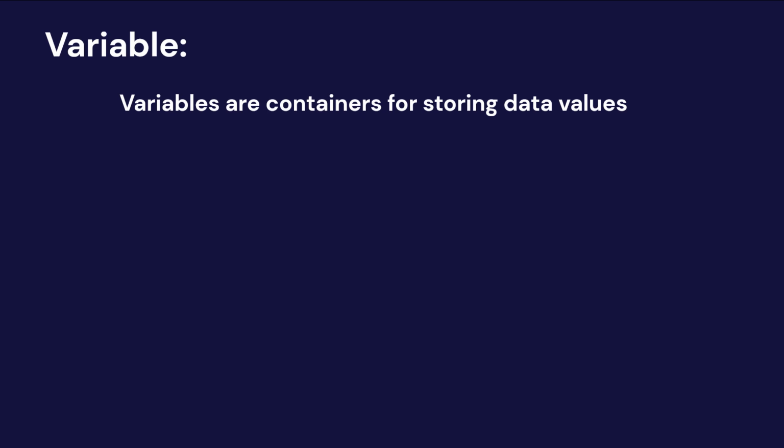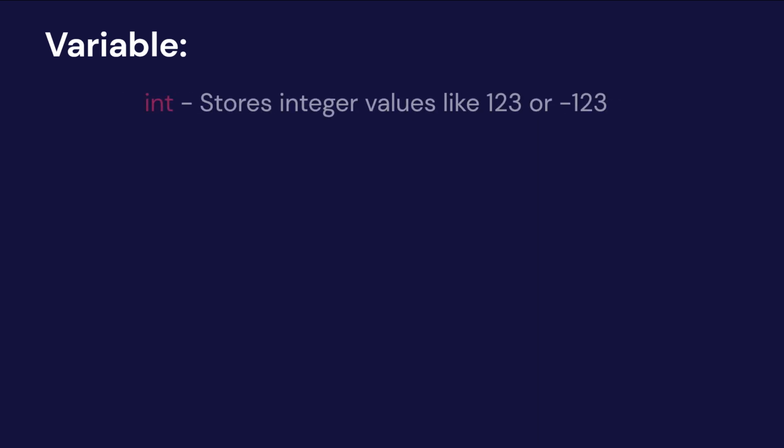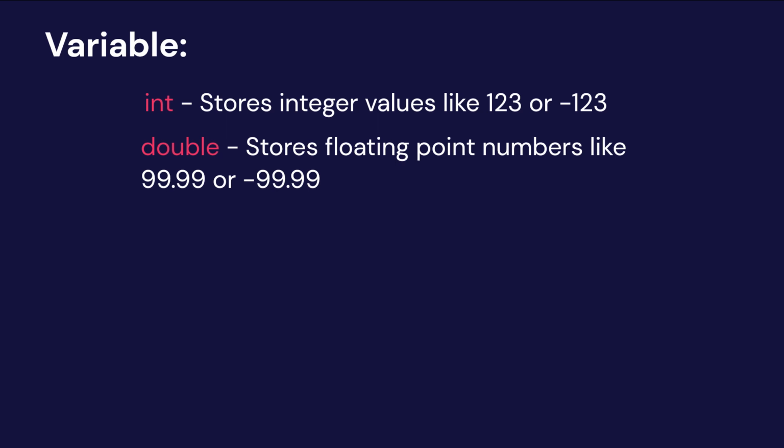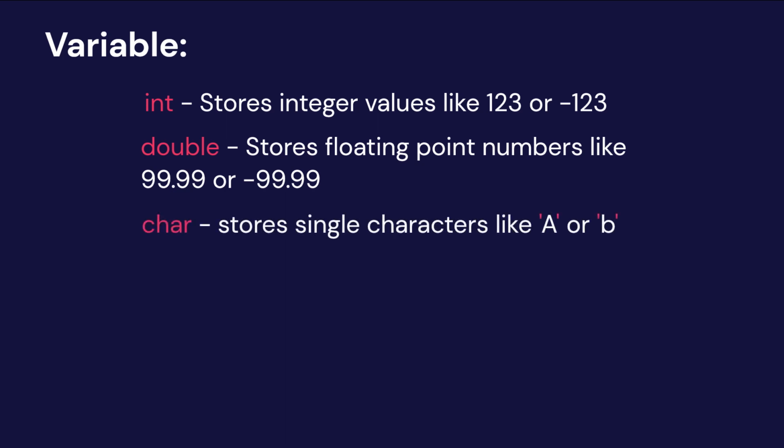In other words, we can say they are names given to data that we need to store and manipulate in our programs. In C#, there are different types of variables, defined with different keywords. For example, int stores integers, whole numbers, without decimals, such as 123 or -123. Double stores floating point numbers, with decimals, such as 99.99 or -99.99. Char stores single characters, such as a or b.